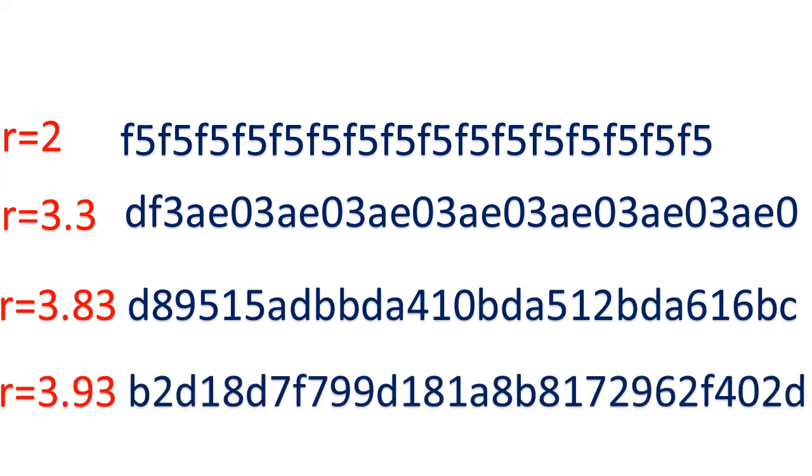The last is r equal to 3.93. The key is perfect without any pattern. This key is chaotic and non-linear. So selecting the r value from the chaotic regime is very crucial for generating a strong key for encryption.